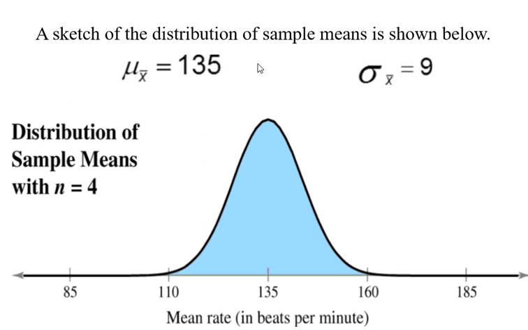The majority, 68%, would be somewhere between 126 all the way up to 144. The individual sample averages using a standard deviation of 9. 9 above, 9 below.